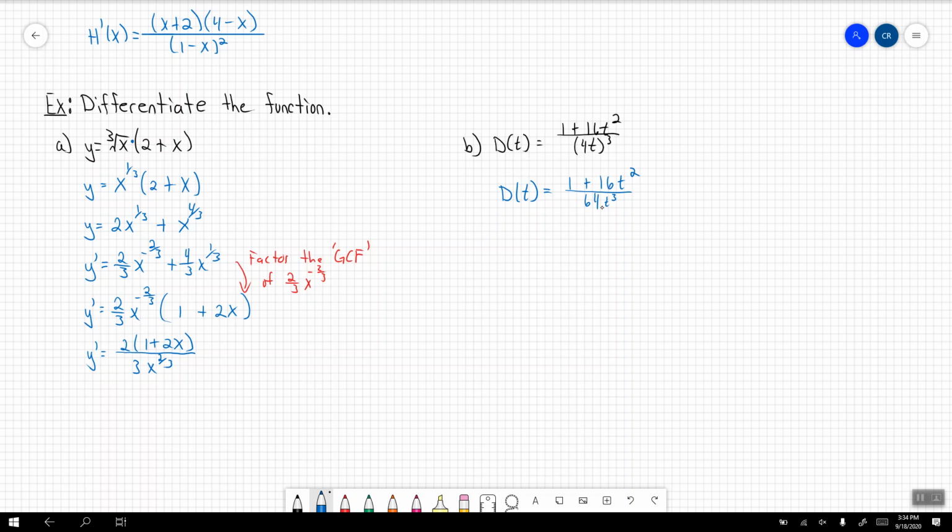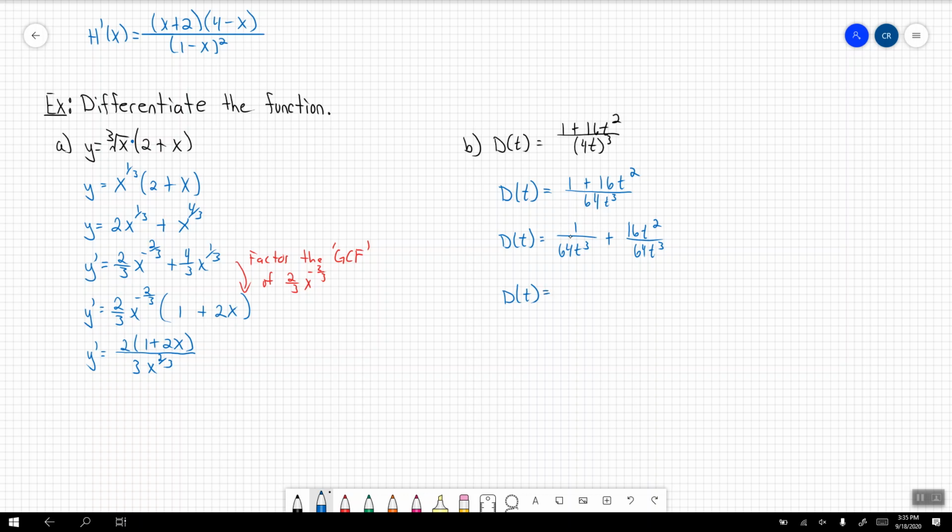Then since it's a monomial, I'm going to take that denominator and separate my numerator into those individual pieces. So I get that my function d of t is 1 over 64 t cubed plus 16t squared divided by 64 t cubed. And all I need to do now is simplify just a little bit more so I can start taking these derivatives.